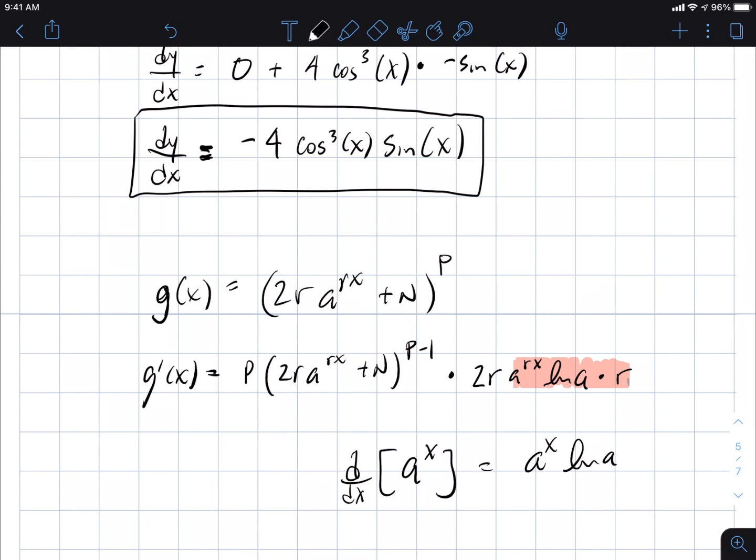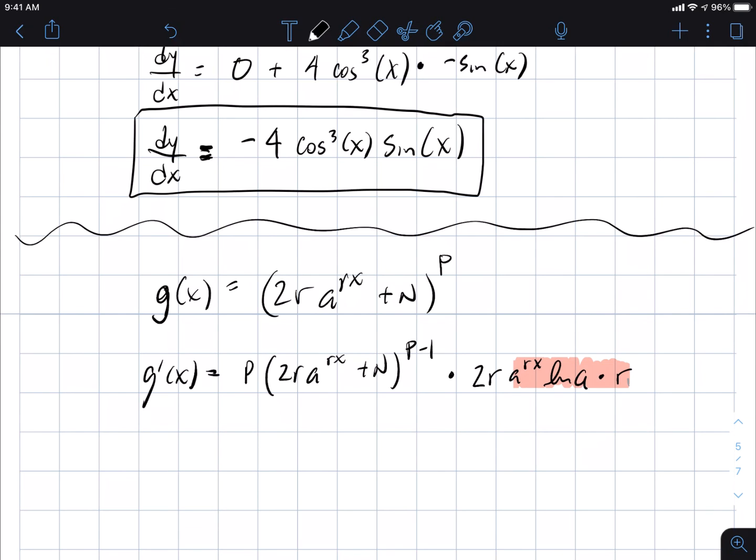But since there's a number in front here, the next step after doing the a to the x ln of a is to take the r to the x derivative by chain rule. So r to the x's derivative is r. You with me? Yeah. Okay. It's all a bunch of building blocks. I don't know what this problem was, but okay. Any others?